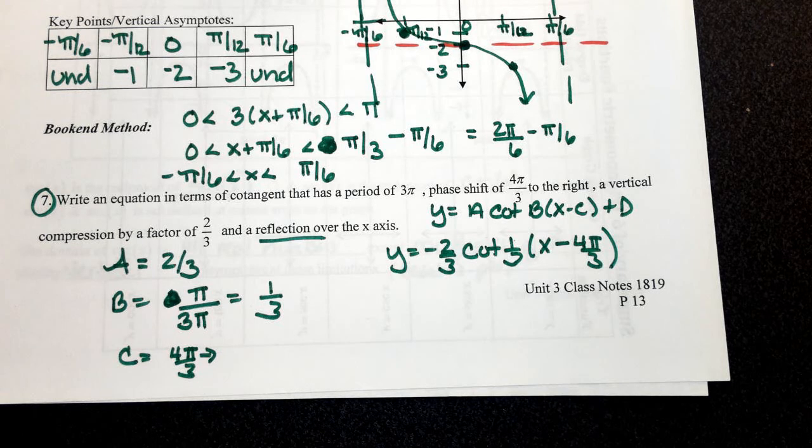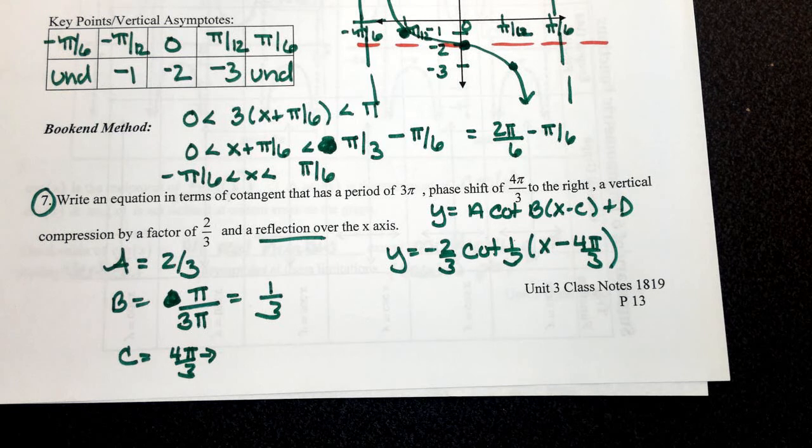Again, remember, it's not the period that goes into the equations when we're writing these equations. You've got to find your b value. It's always going to be pi or 2 pi divided by the period, depending upon what function you're trying to write it for. Tangent and cotangent have a period of pi from the parent function. So to find your b value, remember it's always pi divided by the period. So pi divided by 3 pi is a 1/3.